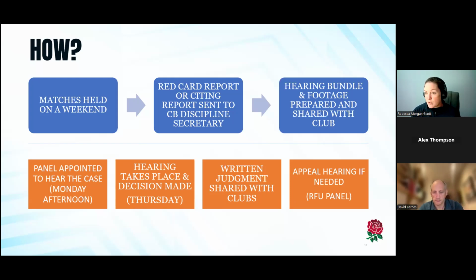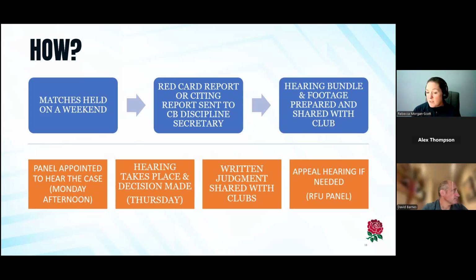The red card report, let's say, comes from a game on a Saturday, that would be sent through to the CB discipline secretary. The hearing bundle footage will be prepared and then shared with the club, and that would probably be done on a Monday, maybe even a Sunday afternoon in some cases. On the Monday, the panel would be appointed to hear the case, and the papers would go out to the club. The club would be asked to respond, provide the information about whether or not the charge is accepted, statements, etc., etc. The hearing would take place and the decision would be made usually by most CBs on the Thursday.